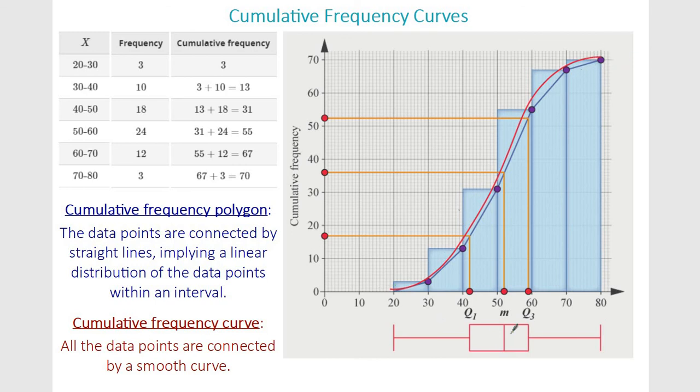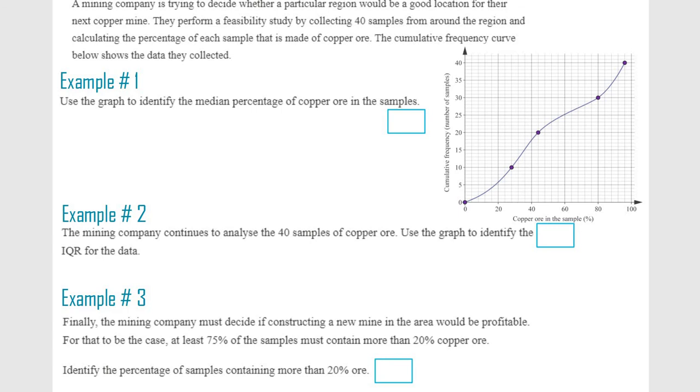Here we can get our box plot from this data too, because you can see where the Q1, median, and Q3 would be. All right, let's do another example.